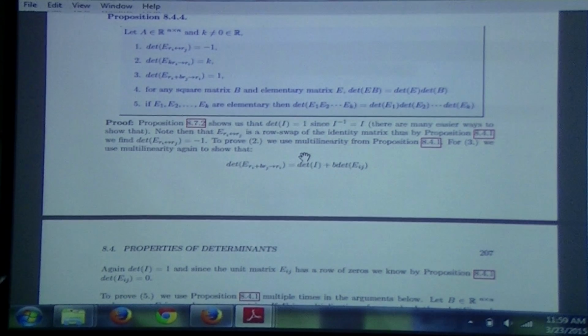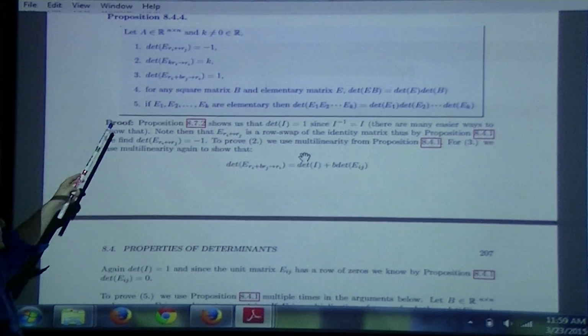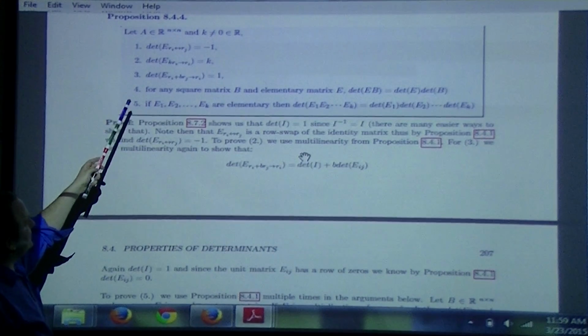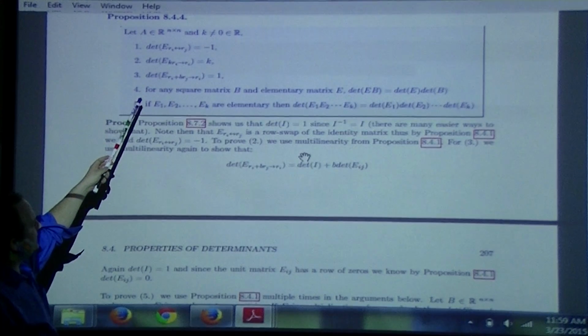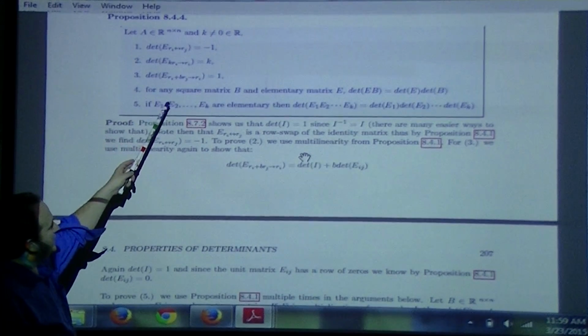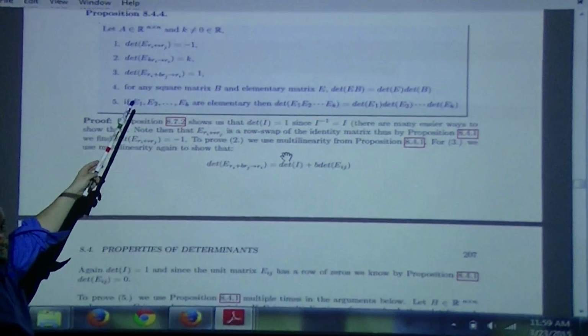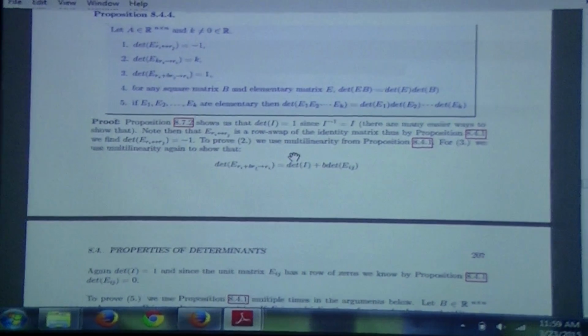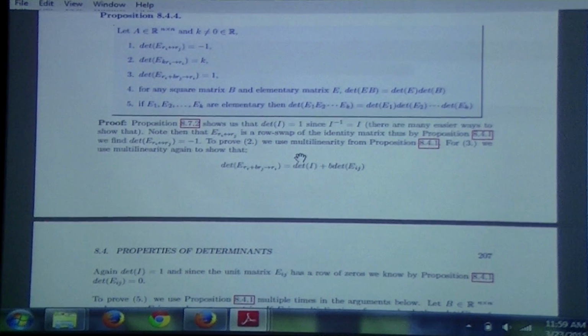Okay. So the next proposition concerns elementary matrices, like you were expecting. In particular, the determinant of the row swap matrix, the scalar multiple elementary matrix, or the row addition matrix. These have determinants -1, k, and 1 respectively. And those can be proved by just looking at the explicit elementary matrices and applying the cofactor expansion.